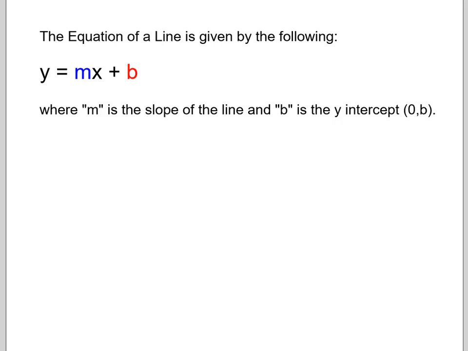So the equation of a line is given by the following. Now we've called this partial variation for quite a while. This is the equation of a line. It's what we use most in grade 9. And m is the slope and b is the y-intercept.